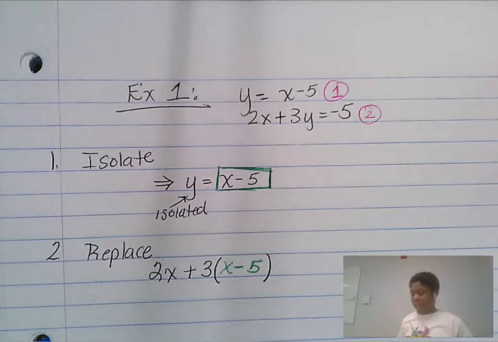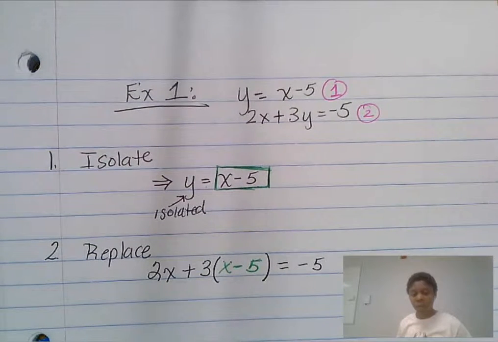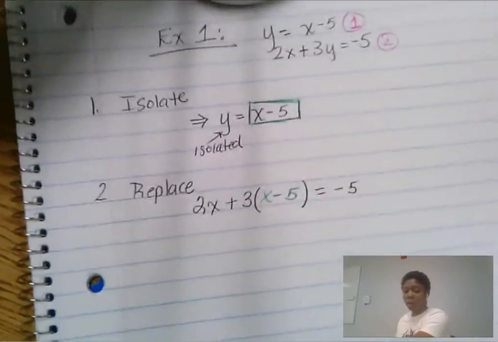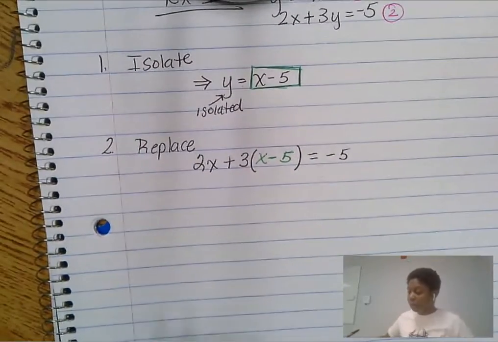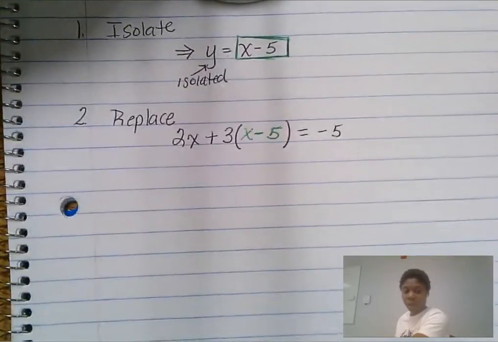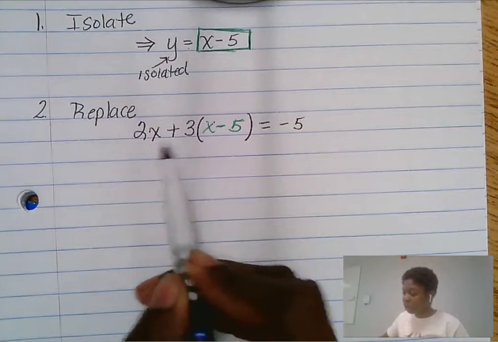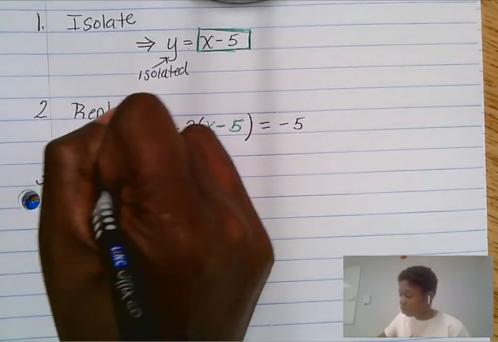Now, we write out the rest of our equation. That's going to equal a negative 5. Now, we have our equation replaced, and we are ready to move on to step 3. In step 3, we want to solve for the variable that we have here, which is x. We want to solve for this x here. So step 3 is to solve.